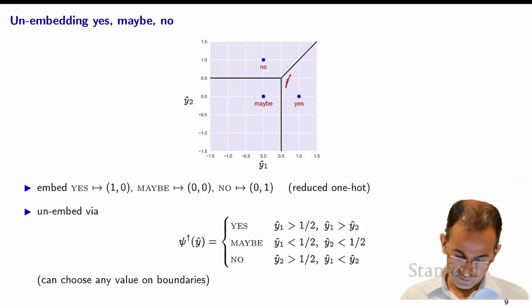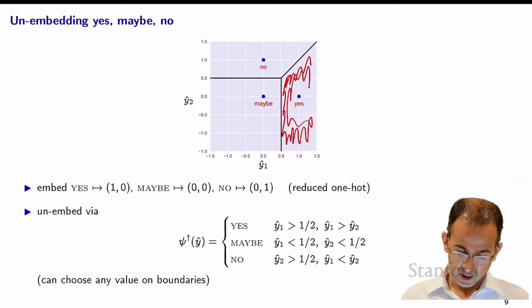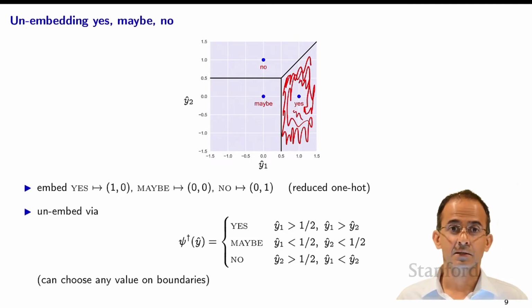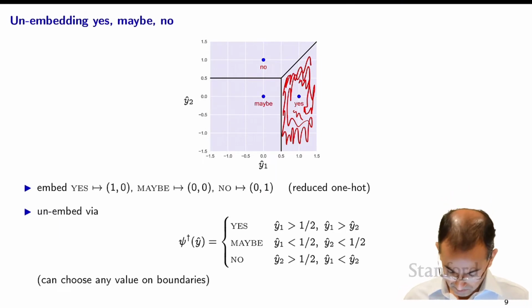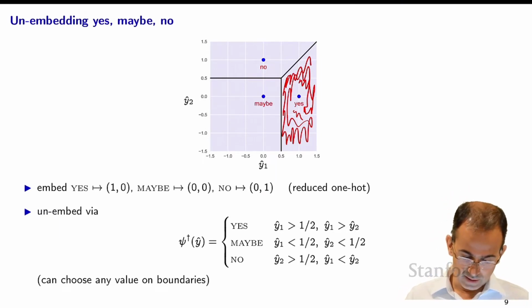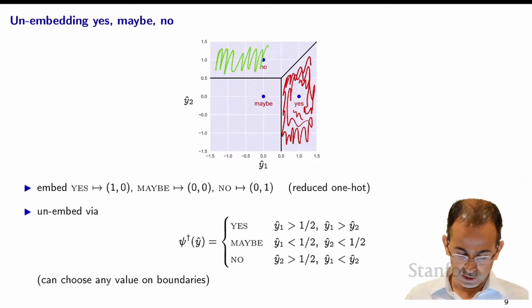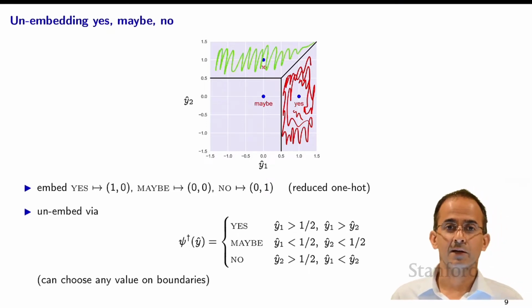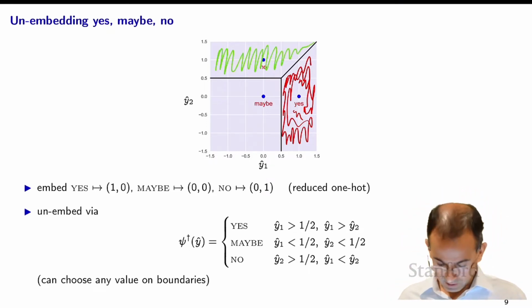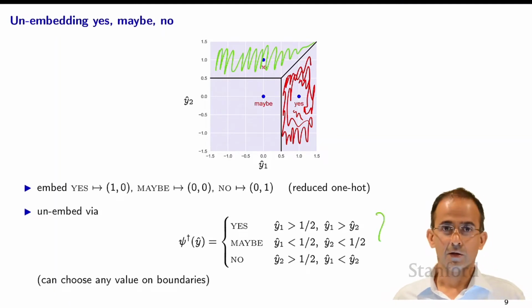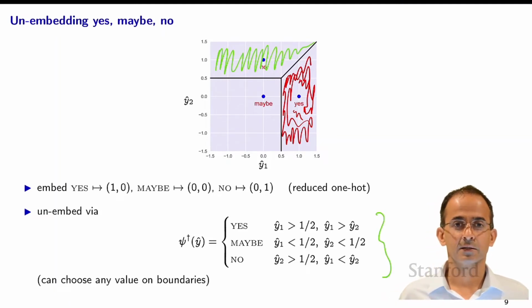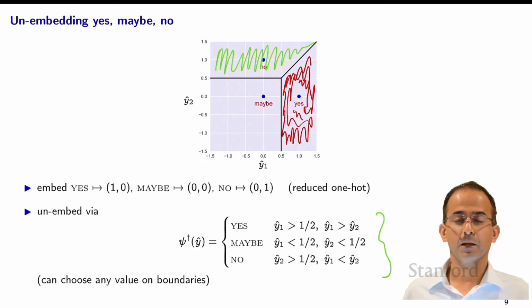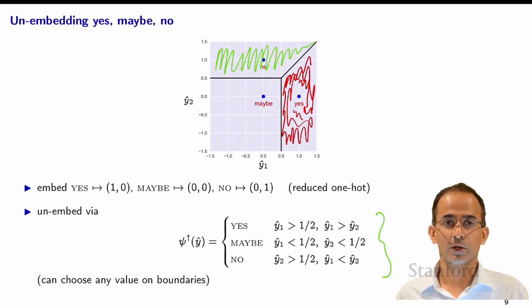So if y hat is over here in this region, I'm going to return yes. Yes is psi dagger of any point in that region. No is psi dagger of any point in this region. And maybe is psi dagger of any point in the remaining region. And that's nicely expressed in the little cases construction there. And again, you can choose any value you like on the boundary.